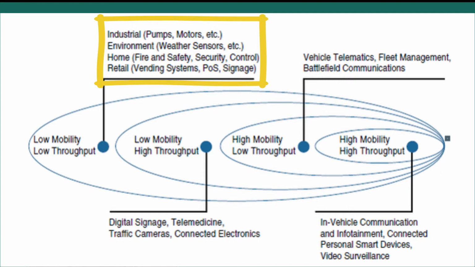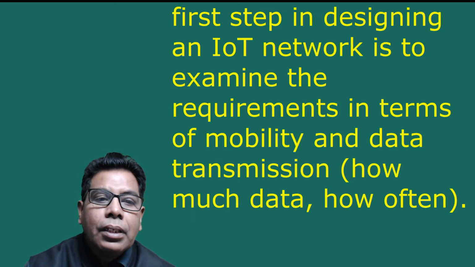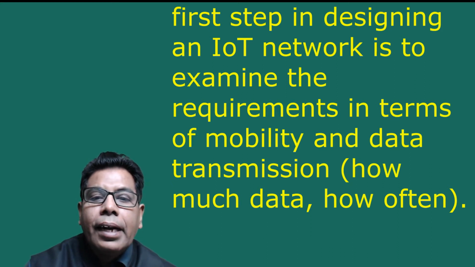Then environmental applications such as weather sensors, etc. And home applications such as fire and safety, security control. And retail applications such as vending system, POS and signage. The categories used to classify things can influence other parameters and can also influence one another. The first step in designing an IoT network is to examine requirements in terms of mobility and data transmission. How much data, how often.